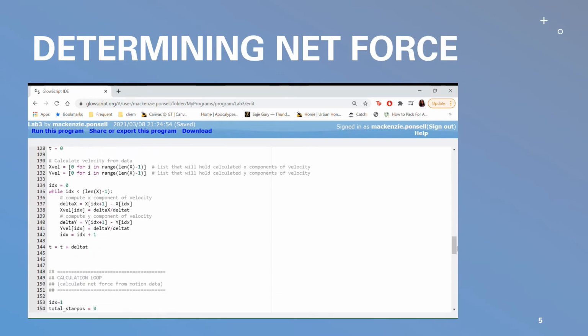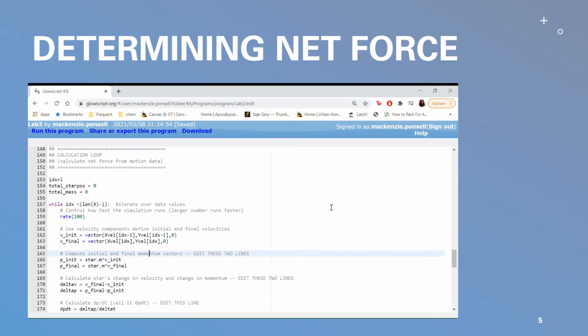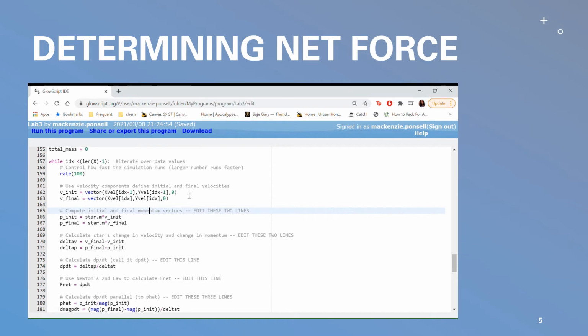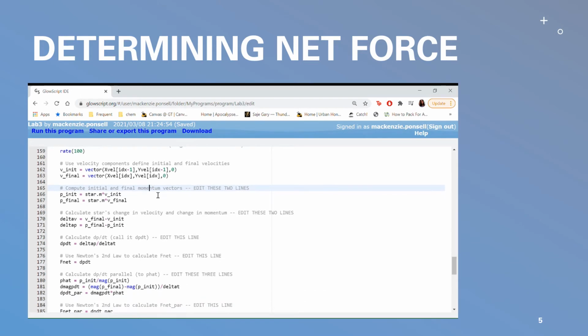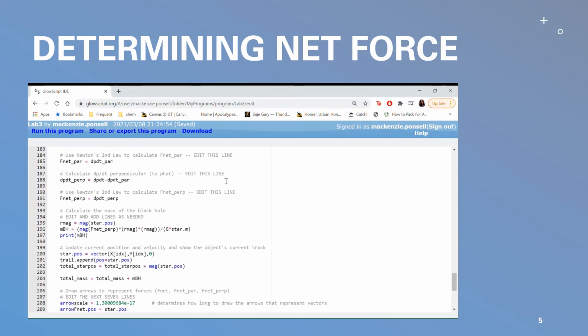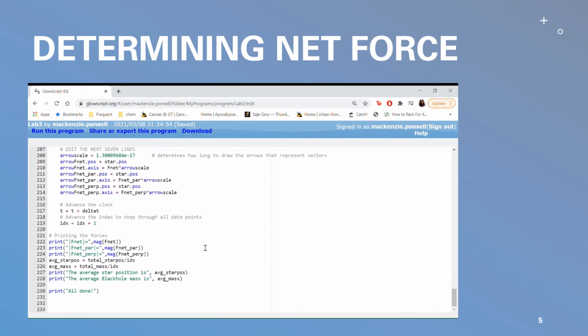We're able to calculate the x components of the velocity, and using this while loop we calculate the y component of the velocity. From this calculation, we're able to use another while loop to find the initial and the final velocity. We're able to compute the initial and the final momentum vectors. From here, we're able to use Newton's second law to calculate Fnet. We're also able to break Fnet up into its individual components of parallel and perpendicular motion. From here, we can calculate the mass of our black hole.